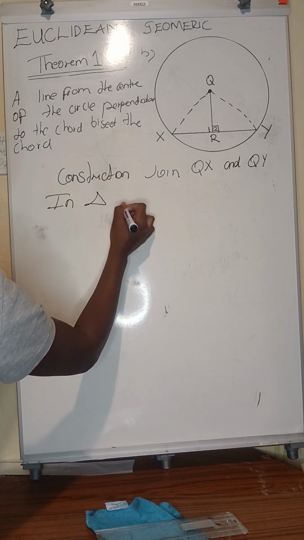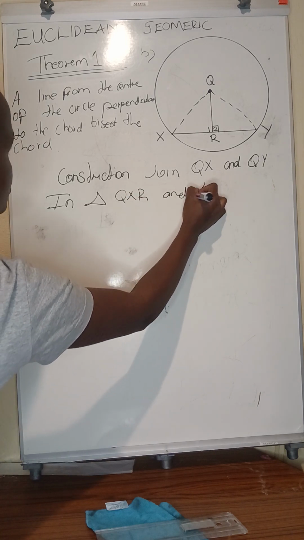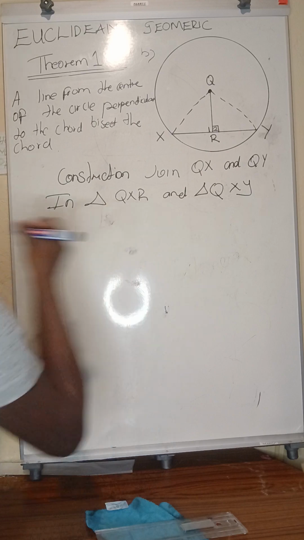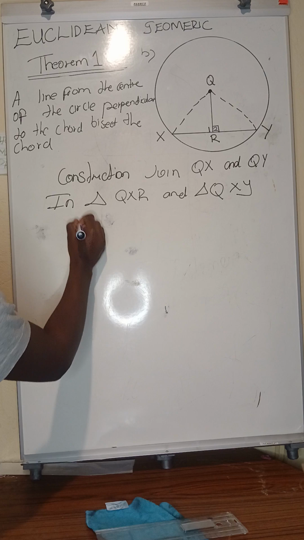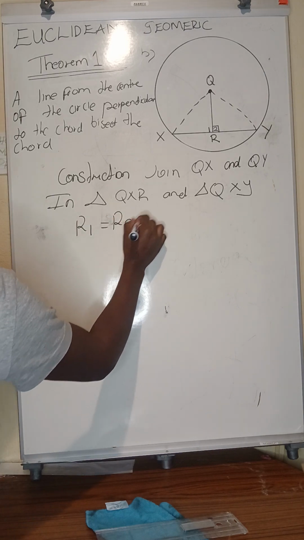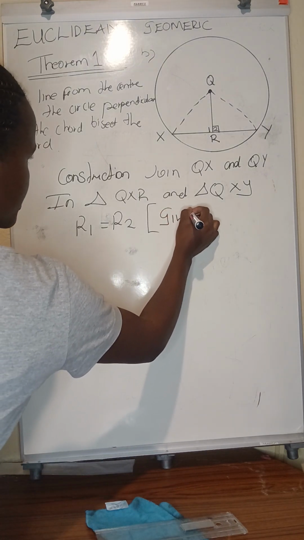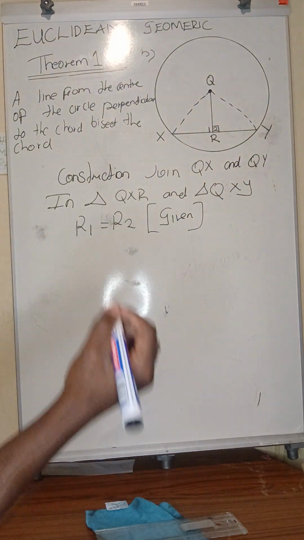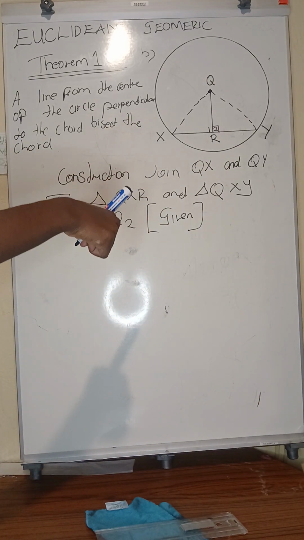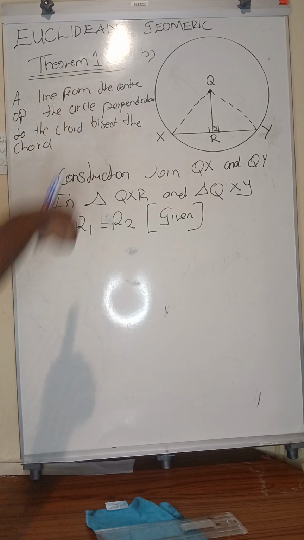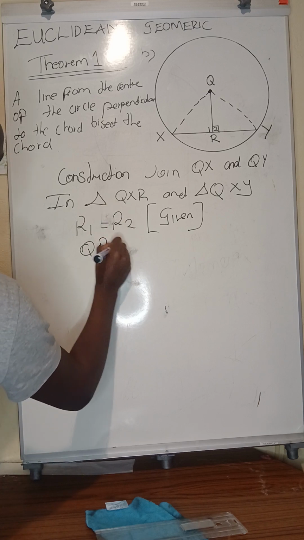In triangle QXR and triangle QXY, the first thing is that R1 is equal to R2. Why do I say that it is given? That thing is given, because we know if A is 90, A is 90. It is given, they are perpendicular. And what is the other thing that we see on those triangles? We can see that QR is common.